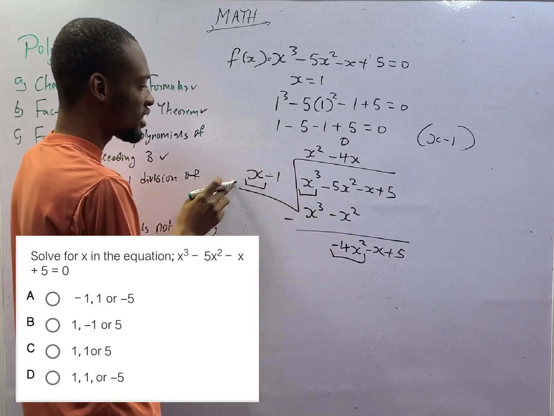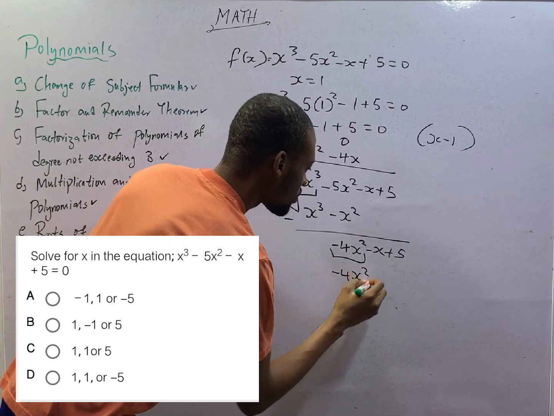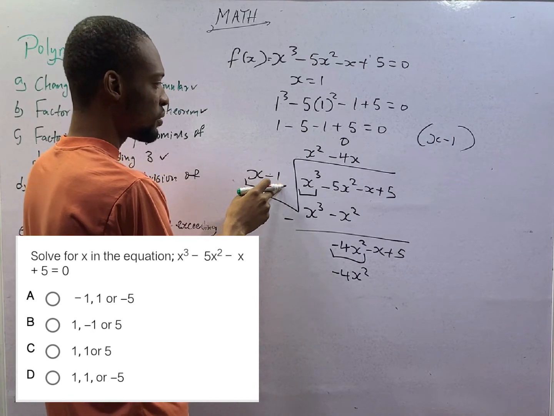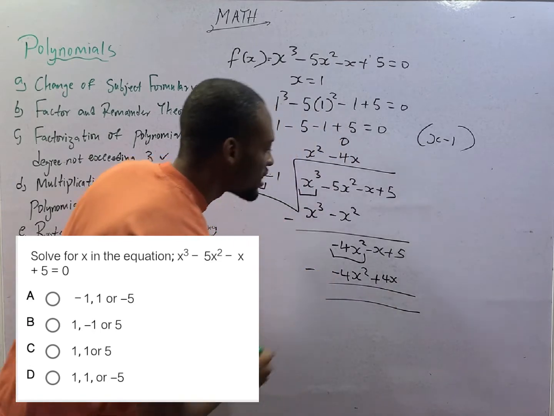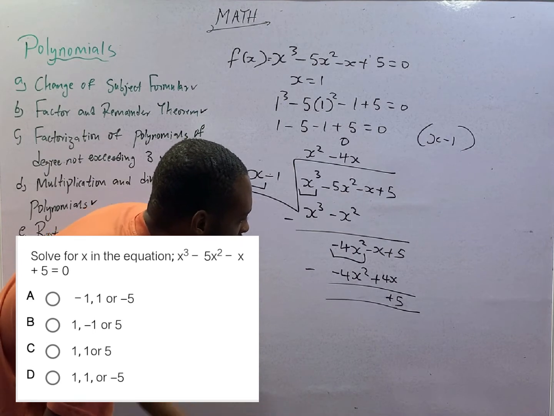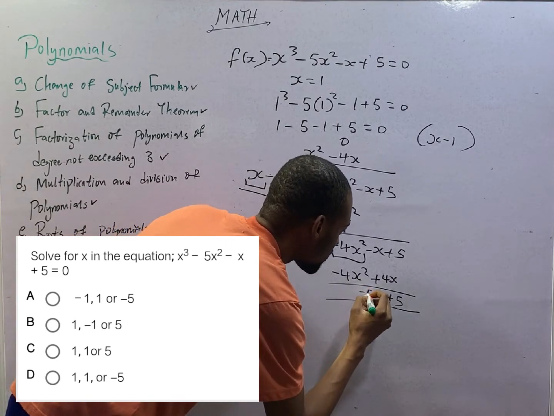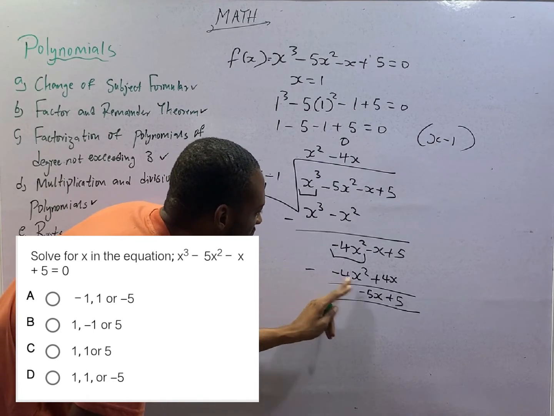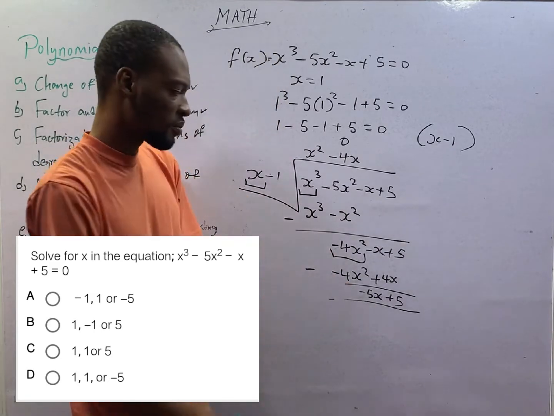Minus 4s times s will give you minus 4s squared. Minus 4s times minus 1 is plus 4s. So, subtracting, you have plus 5 minus s minus plus 4s, that is minus 5s. Minus 4s squared minus 4s squared is 0. So we are left with minus 5s plus 5.